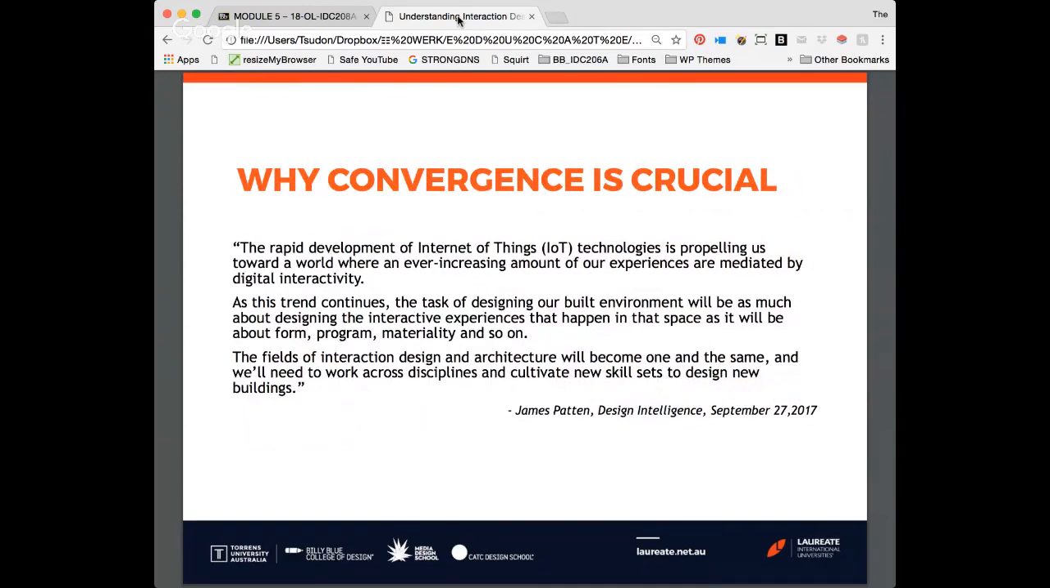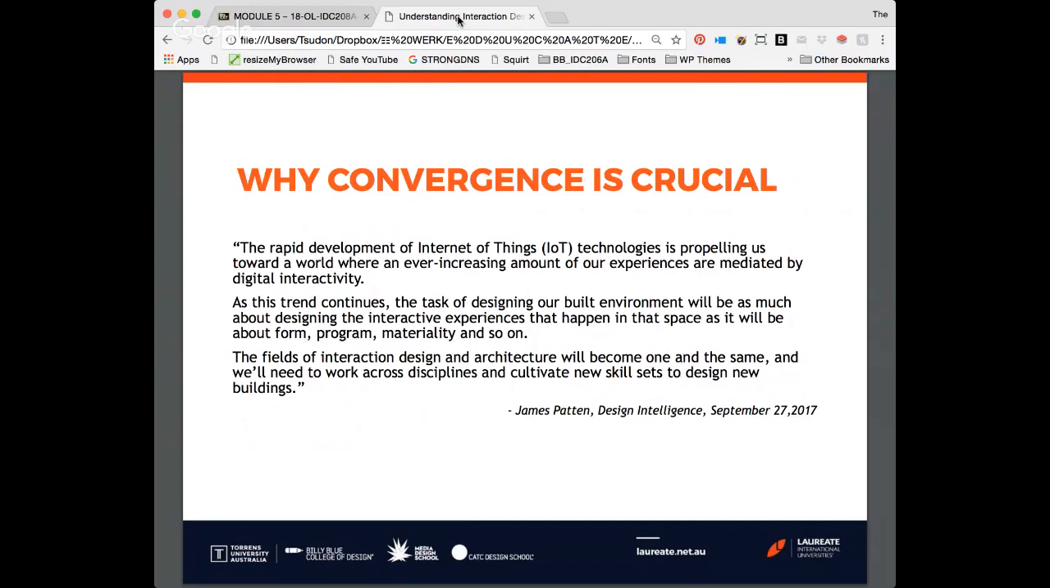So the rapid development of the Internet of Things technologies is propelling us towards a world where an ever-increasing amount of our experiences are mediated by digital interactivity. And certainly as we progress each year with more and more technological advances and capabilities hitting the market, this has never been more true. So as this trend continues to rise, the task of designing a built environment will be as much about designing the interactive experiences that happen within that space as it will be about the traditions of form, program, materiality, and function, as we have historically always built our spaces on.